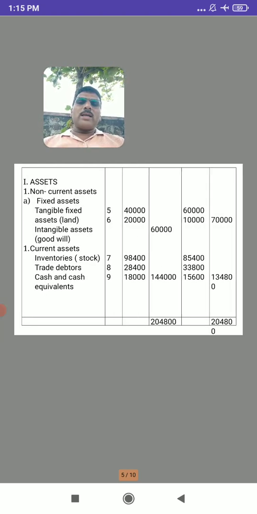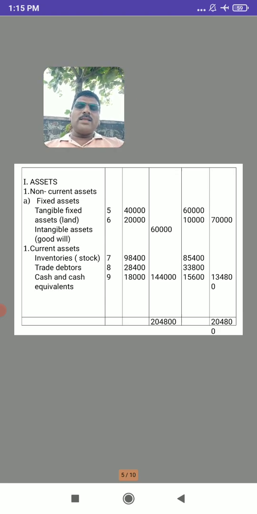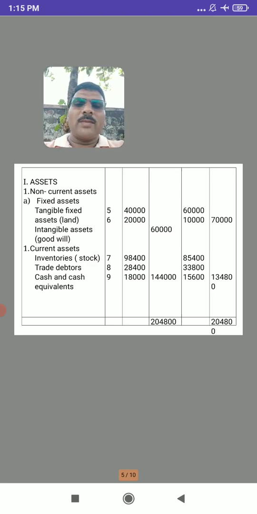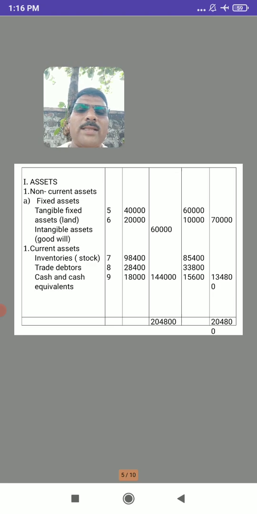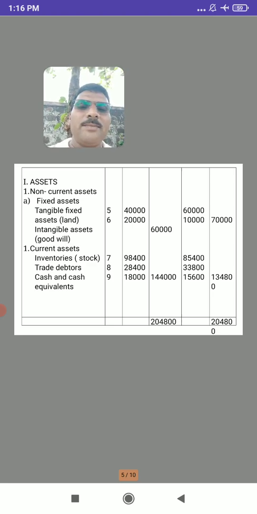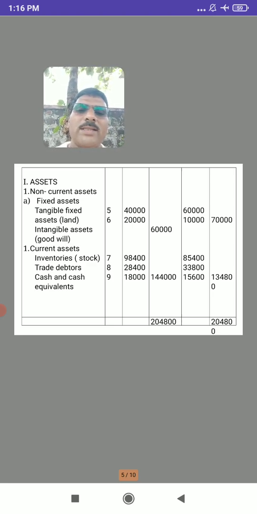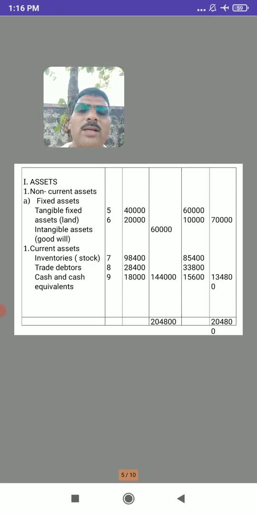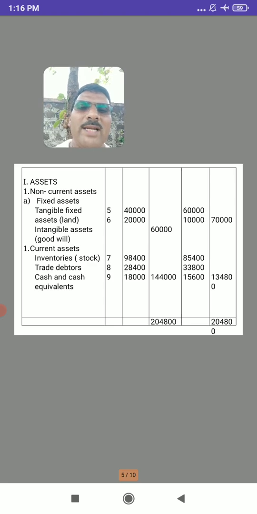So here non-current assets means fixed assets. Tangible fixed assets are given, that is land is given 40,000 and for 2017 it is 60,000. Intangible, that is goodwill, is given 20,000 and 10,000. So totally the non-current assets is 60,000 for 2016 and 70,000 for 2017. So in current assets, inventories are given as per note 7. In 2016 there is 98,400 and in 2017 85,400 is given.